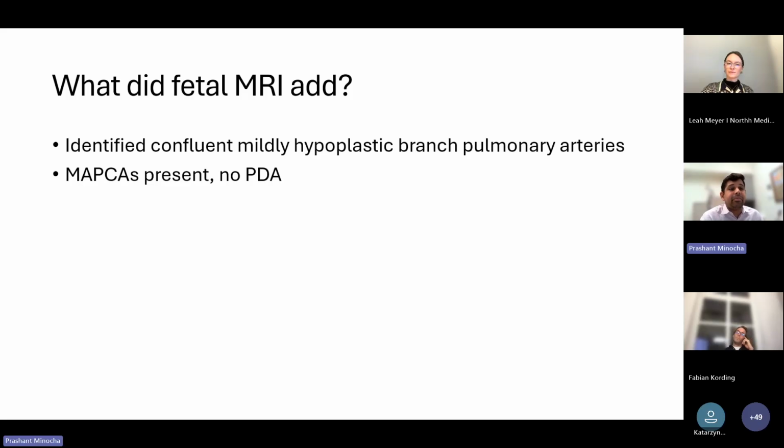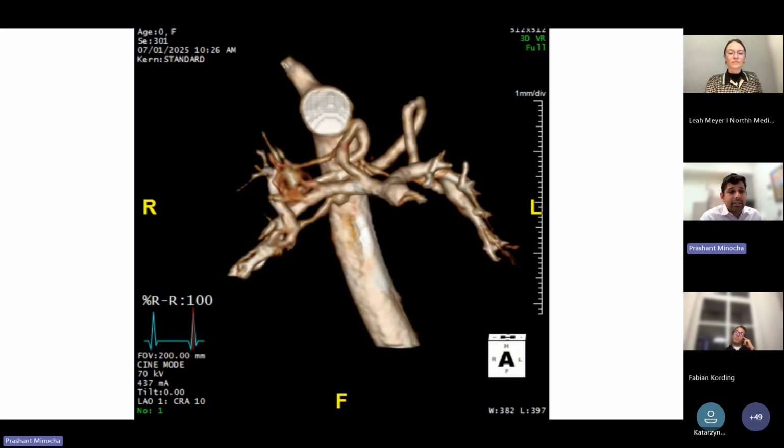And then by echo, no PDA was seen, and we were able to confirm that by fetal MRI. This is a postnatal CT, which just shows that anatomy. So we're able to confirm what we had suspected and determined by fetal MRI: small confluent PAs supplied by 3 tortuous MAPCAs.